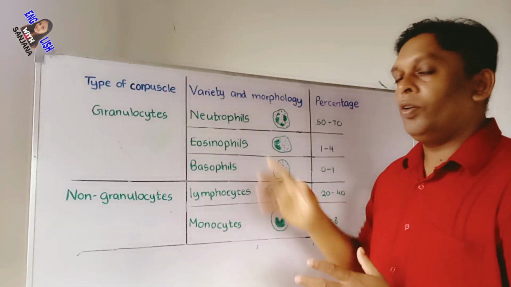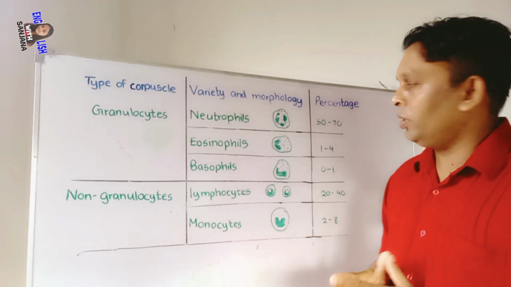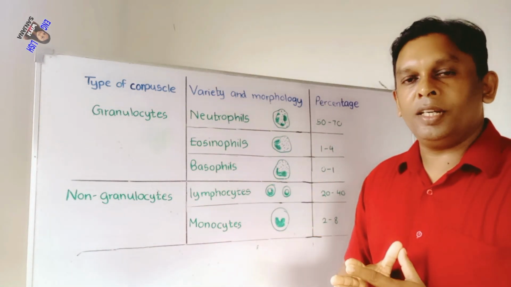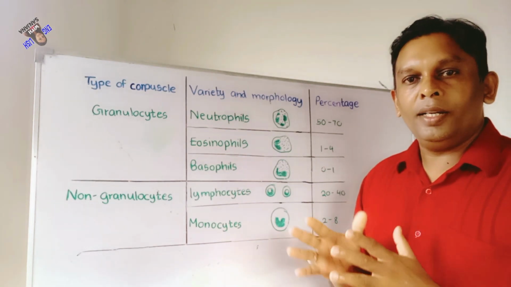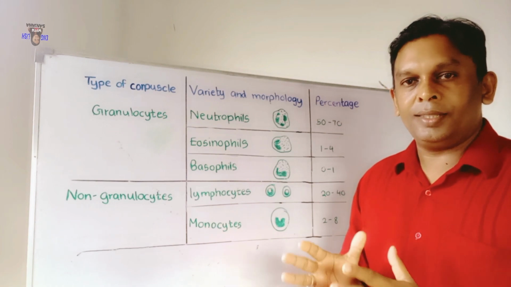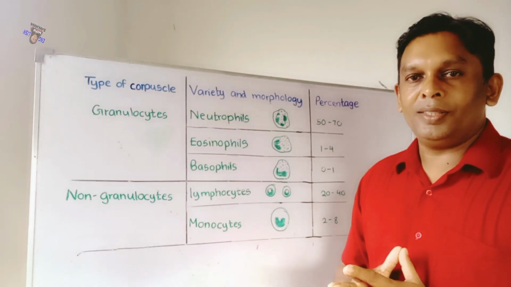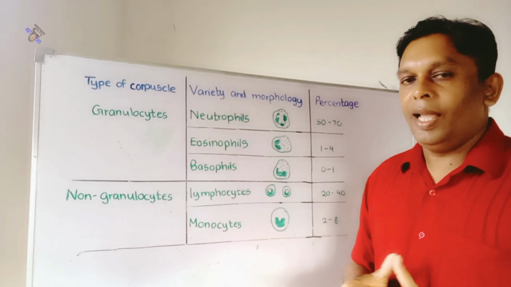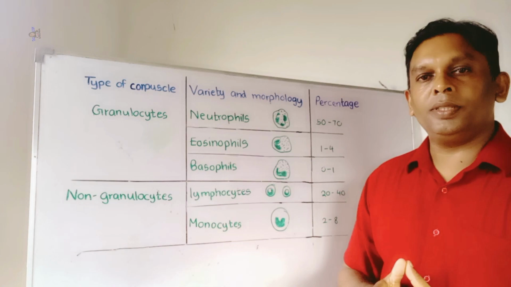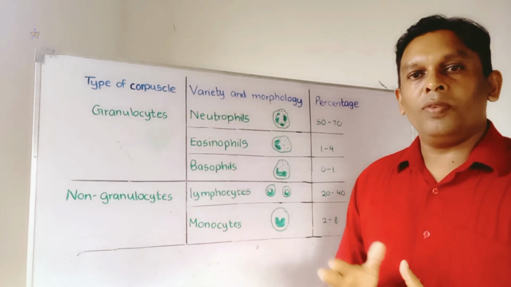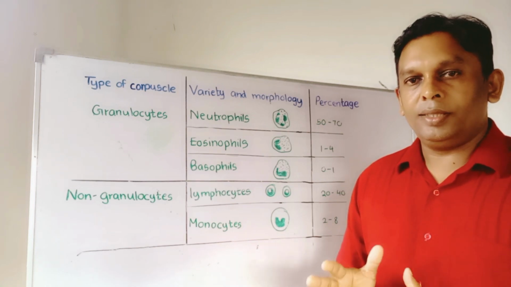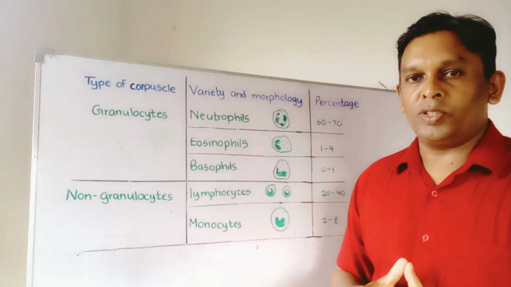The first one, neutrophils. In neutrophils, you can see there is a nucleus. Actually, neutrophils have a nucleus divided into 2 to 4 lobes. That is the special thing that you can see in neutrophils. When you take the percentage of neutrophils, it is 50% to 70% out of the total volume of WBC.